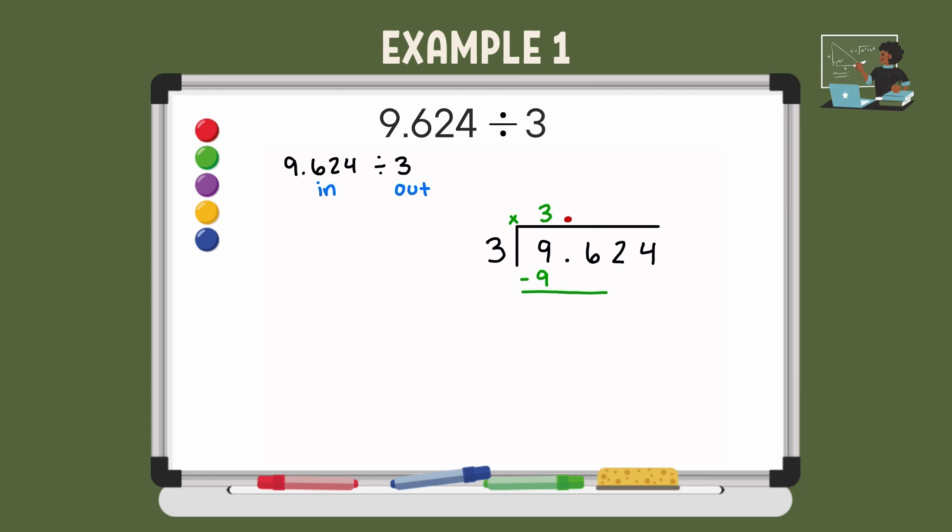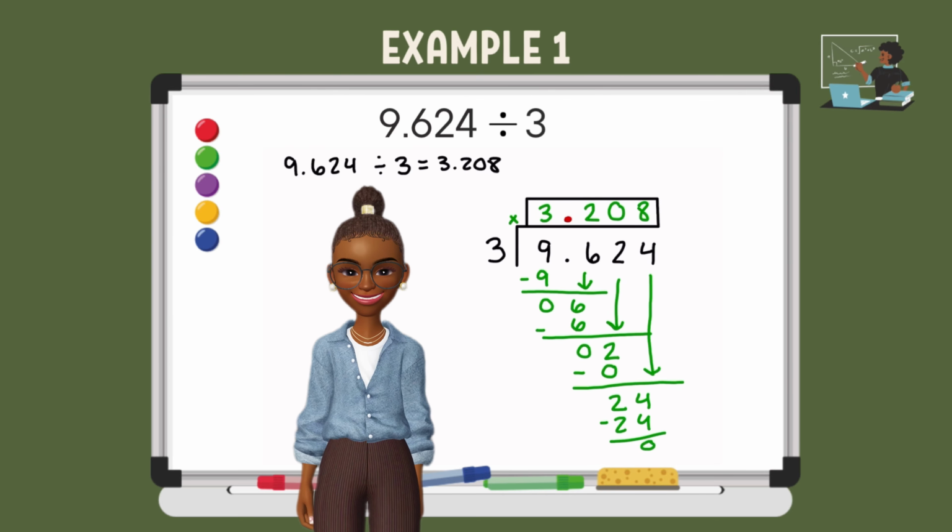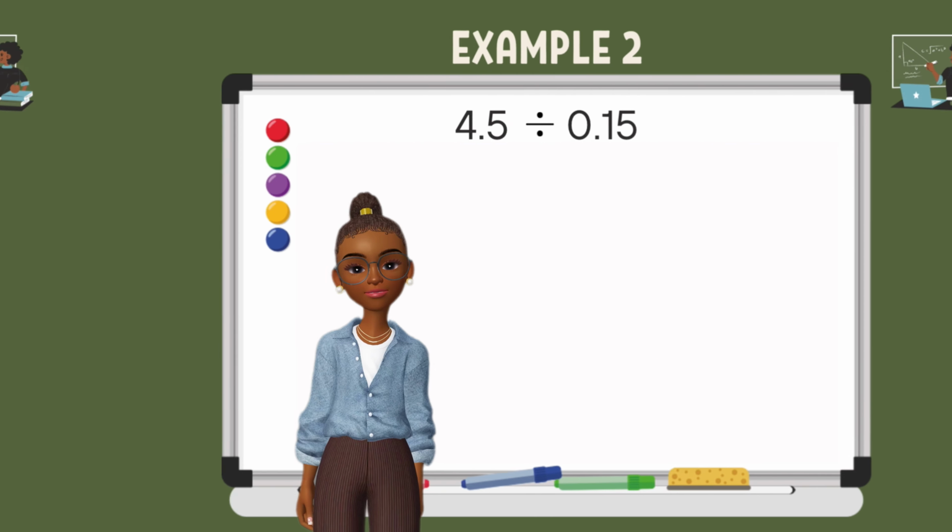3 times 3 equals 9. 9 minus 9 is 0. Pull down your 6. 3 goes into 6 2 times. 6 minus 6 is 0, and pull down the 2. 3 cannot go into 2, so that is times 0. 2 minus 0 is 2. Bring down the 4. And 3 can go into 24 8 times. 24 minus 24 is 0. And here is our final answer, 3.208. See, nothing to be scared of, just careful steps.